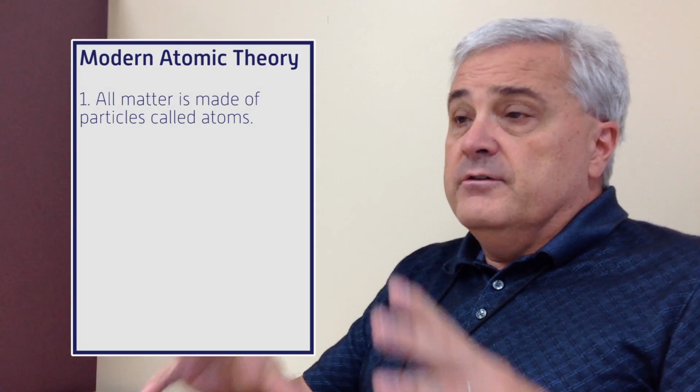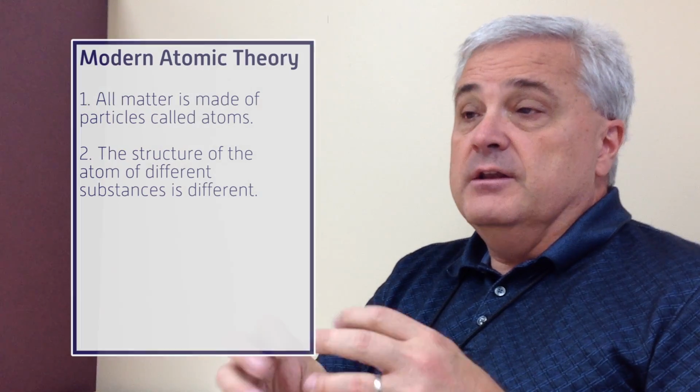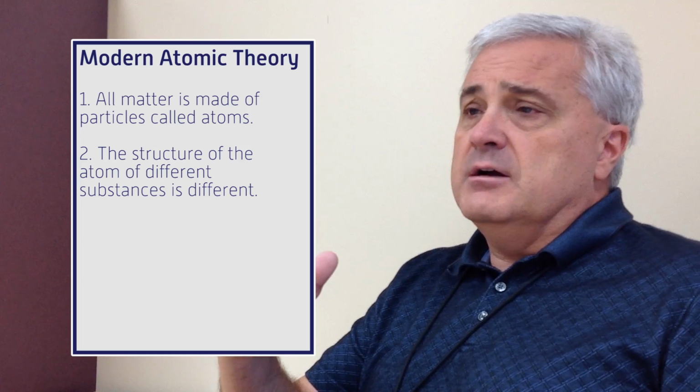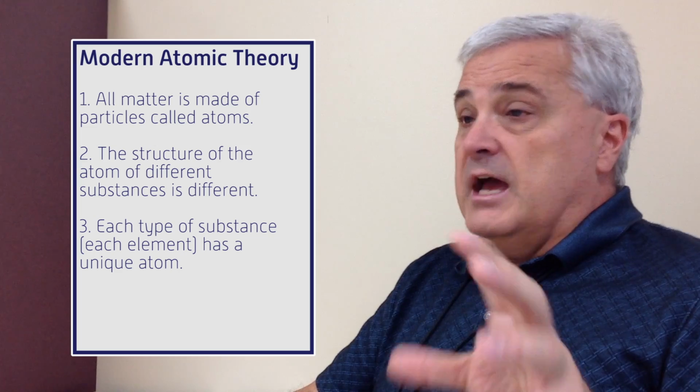So it began in the middle of the 5th century with Democritus, and he was a Greek philosopher, and he came up with the idea that all matter was made of little tiny particles that he called atoms, and he thought that atoms had a specific type of structure, that each atom was different in some way. So he was really onto a fundamental principle of current modern atomic theory, and that is that matter is made of particles, and that each type of matter has a different type of particle.